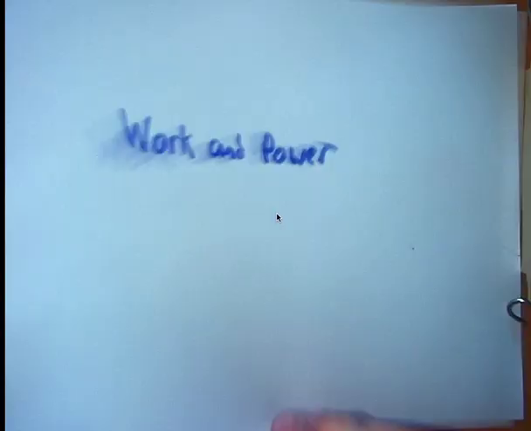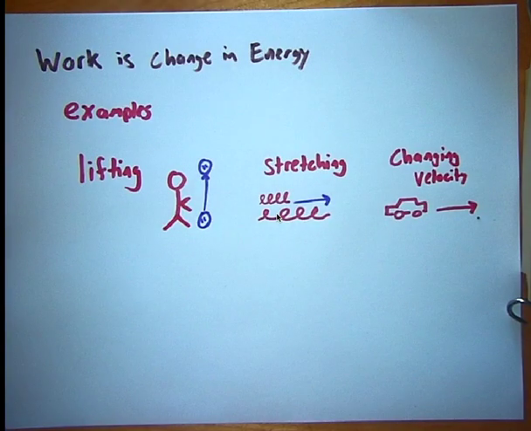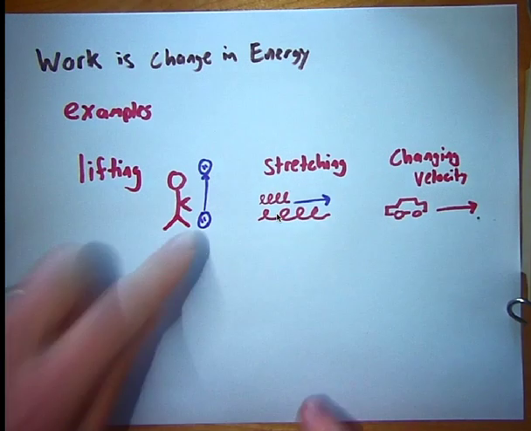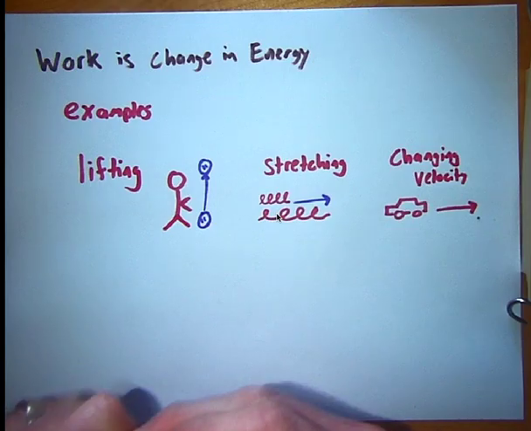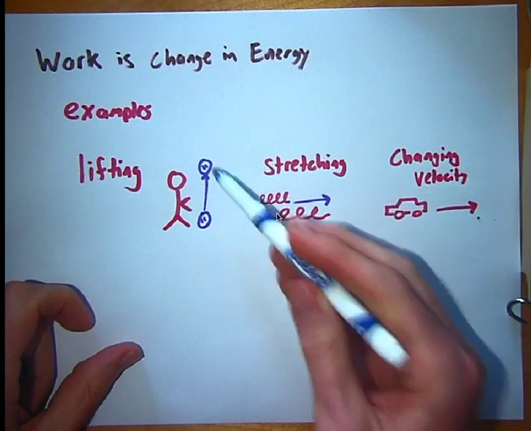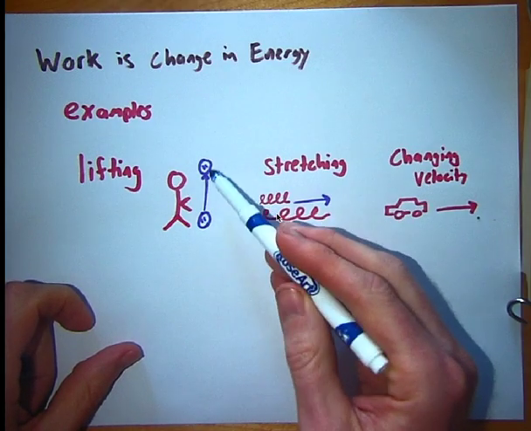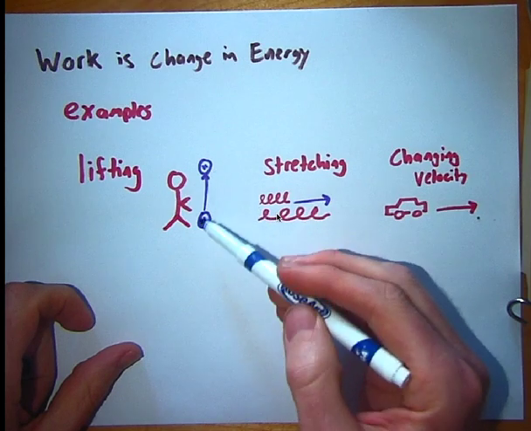Here's the basic definition for work. Work is change in energy. So how do you change something's energy? There are a couple basic ways we could do this. One way is we could take an object that has a mass and lift it up, and you've changed the energy of this object. So you've done work on the object.